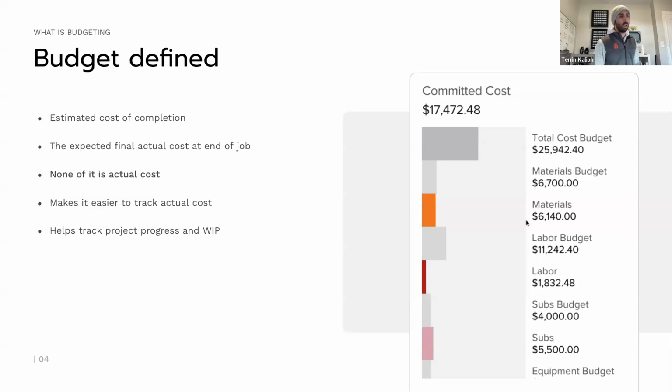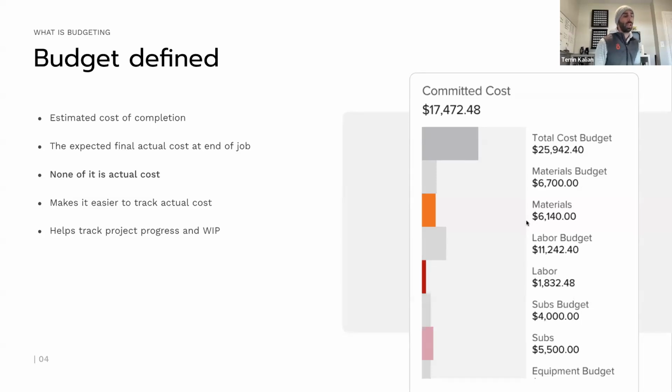And having a budget in again helps us track the cost more easily. So we'll go through some examples of this. But the idea is if I have a list of materials in my budget, then I can just order that list of materials instead of having to enter everything individually through the life of the job. And then it can also help us track project progress and WIP.